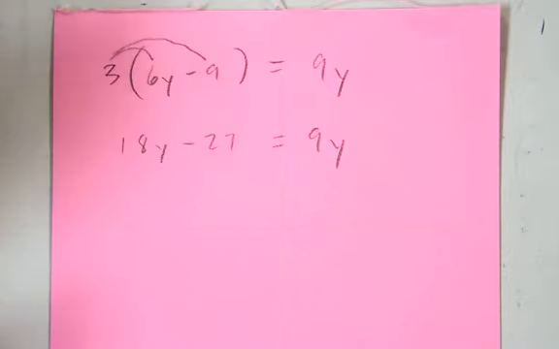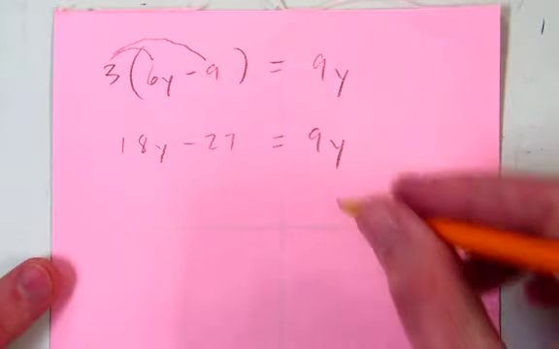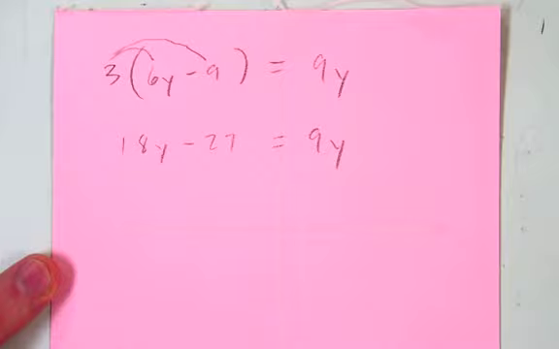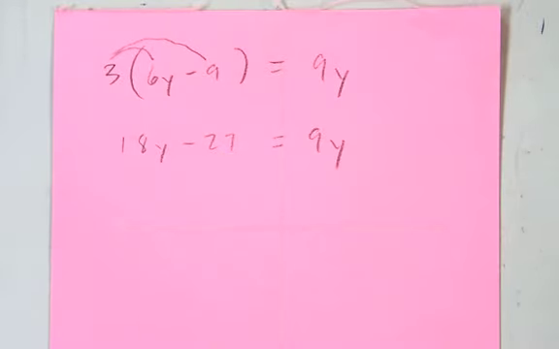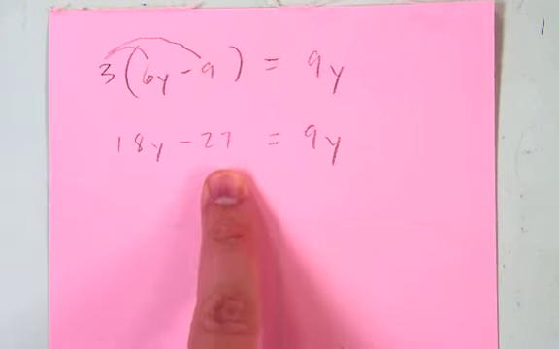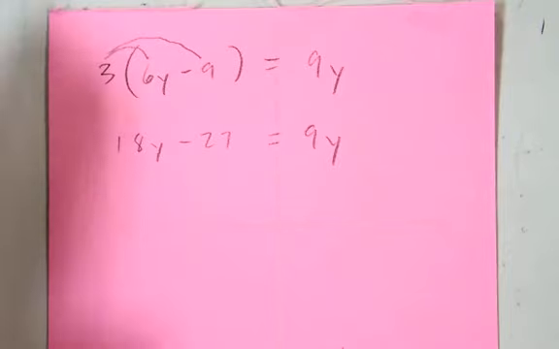So when I look at this, there's several ways to approach this. A lot of people would move the 9y. I would not recommend that because look at this minus 27. This is my only constant in this entire problem, my only term that doesn't have any variables. So if I can get this by itself, I'm in great shape. So I'm going to move this 18y away.